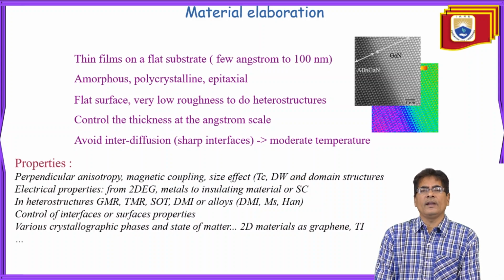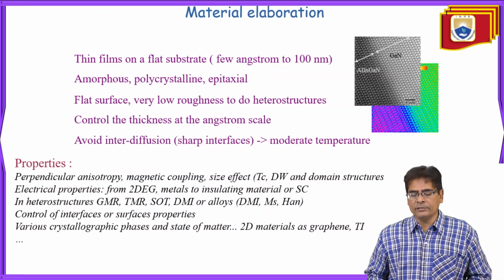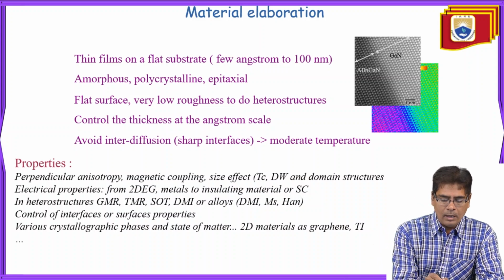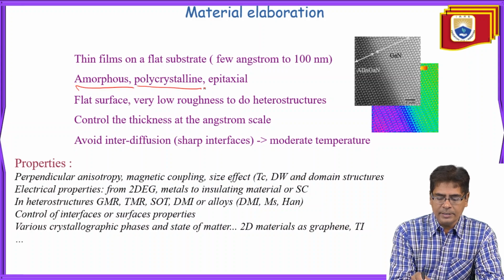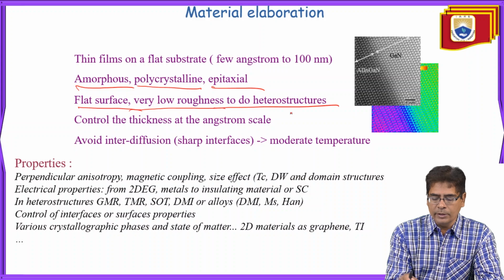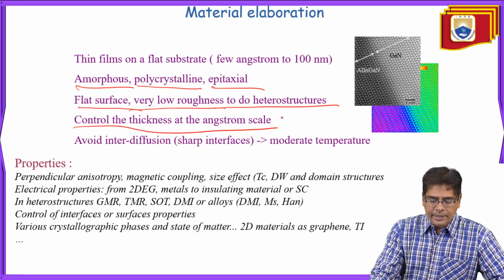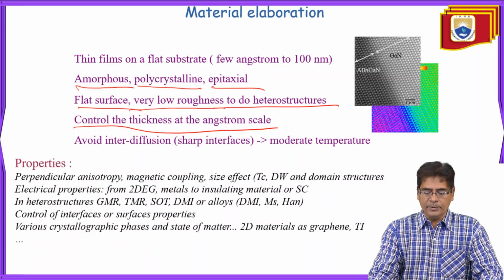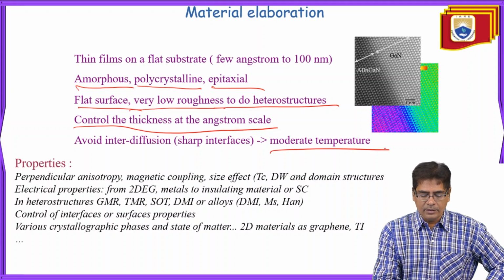So thin films on a flat substrate, 3 angstroms to 100 nanometers. The materials can be amorphous, polycrystalline, or epitaxial, with a flat surface and very low roughness to make heterostructures, with control of thickness at the angstrom scale, avoiding interdiffusion, that is sharp interfaces, at moderate temperature.